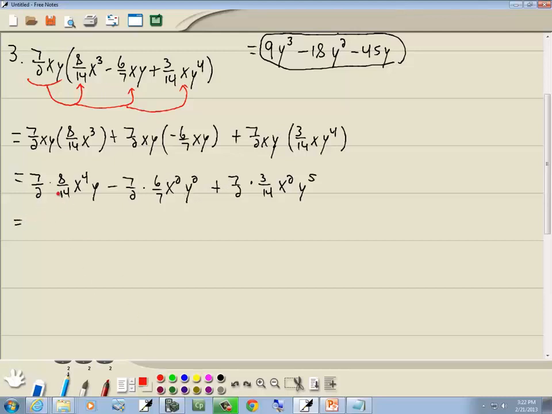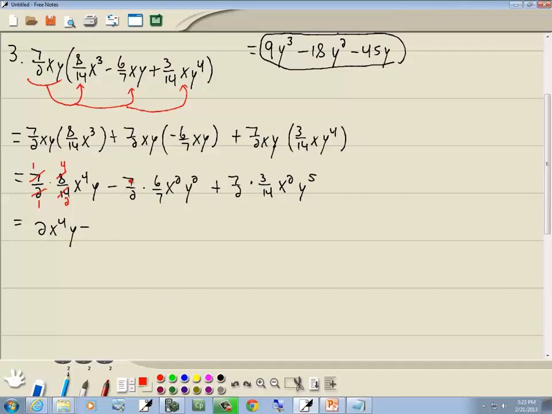Well, now 7 and 14, both divisible by 7. 7 divided by 7 is 1. 14 divided by 7 is 2. 2 and 8 are both divisible by 2. 2 divided by 2 is 1. 8 divided by 2 is 4. And we're left with 4 divided by 2, which is 2 x to the 4th y.